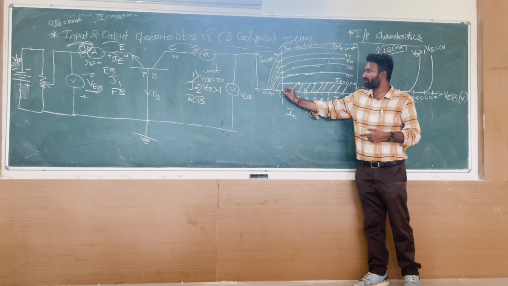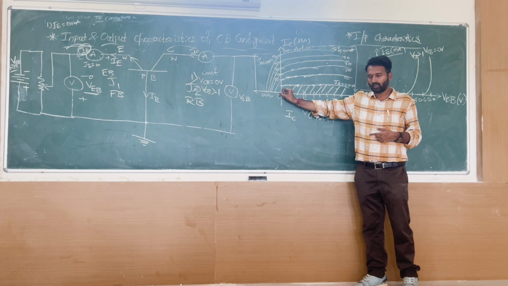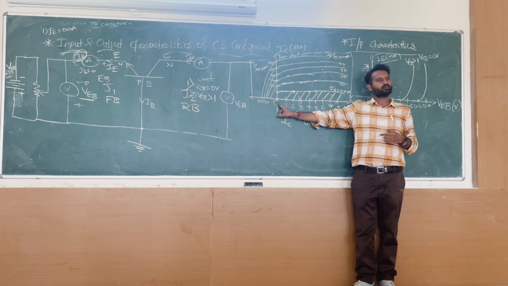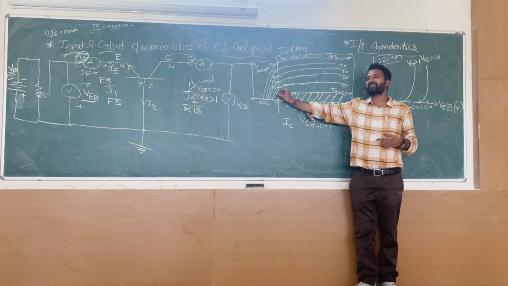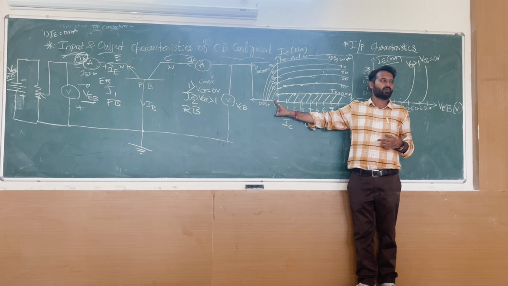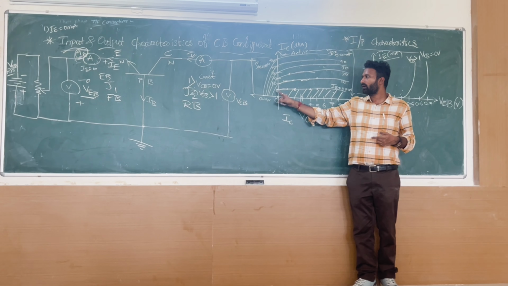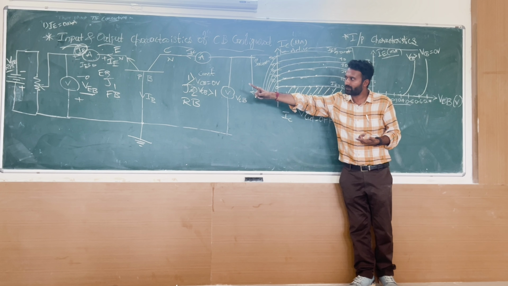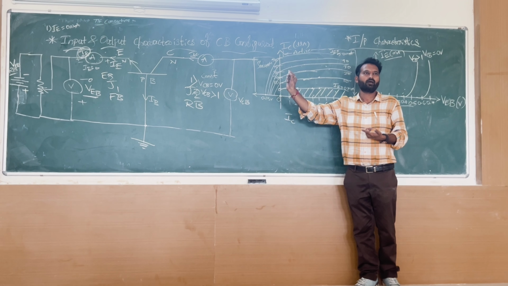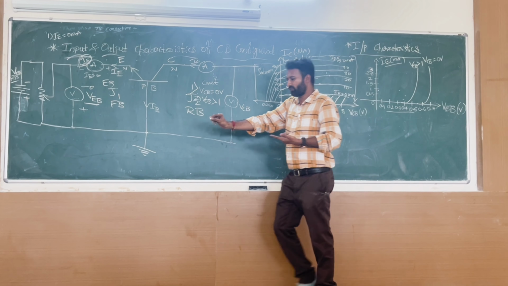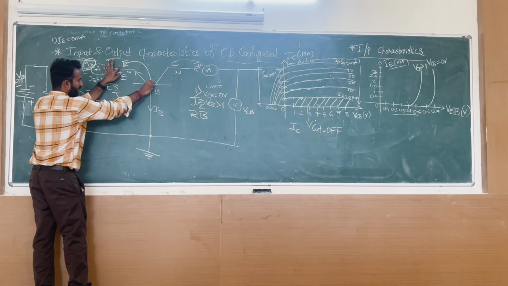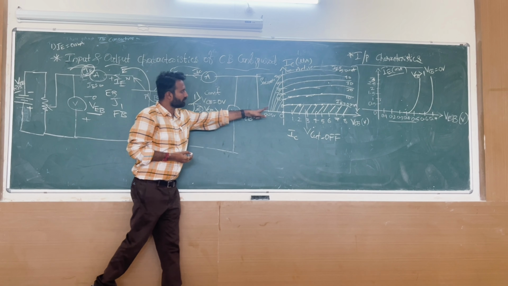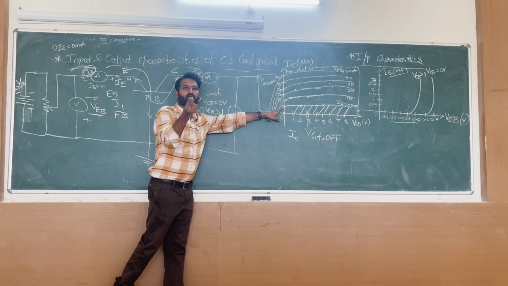Even if your VCB is 0, focus here. What am I telling? VCB at this point is 0. Even though VCB is 0, I am having some amount of IC. This is because the emitter base junction is forward biased, so some majority carriers will move from the emitter to the base to the collector. That gives rise to some minimum collector current.